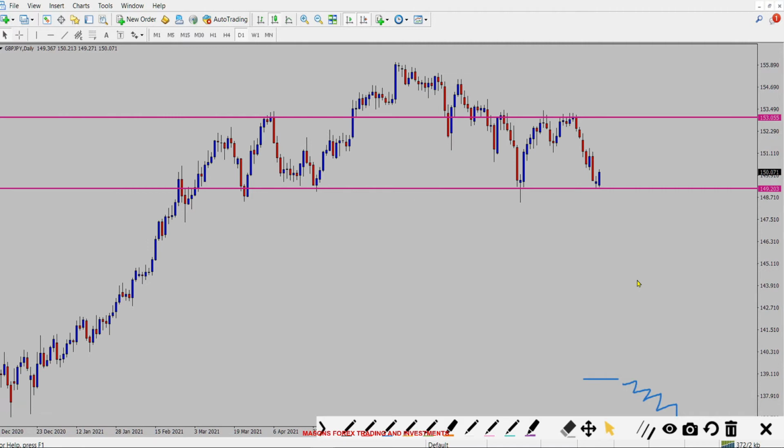We are now on Great Britain Pound JPY. This is the daily chart. Look at our resistance level, which is 153.055. This is our resistance level, and look at our support level. Our support level is 149.203.